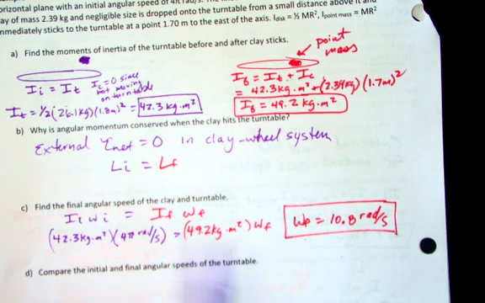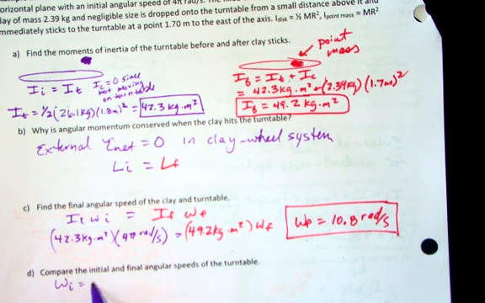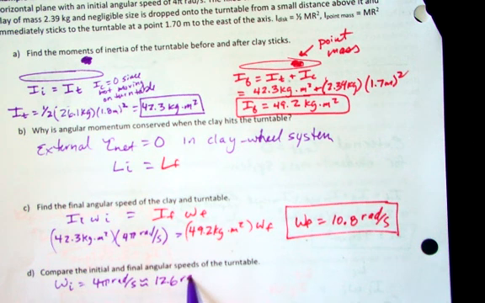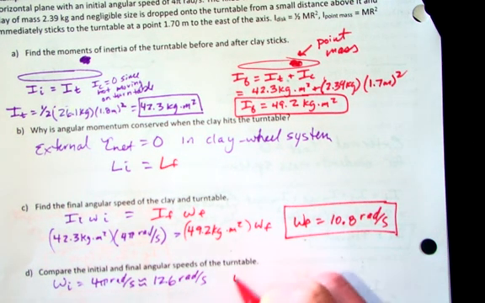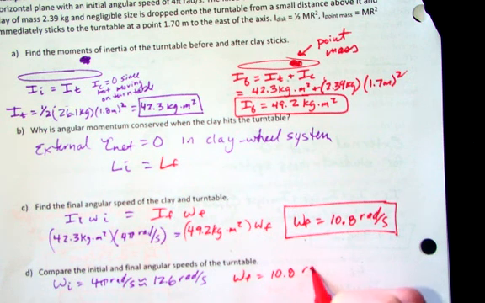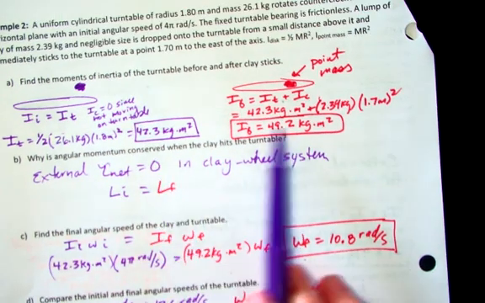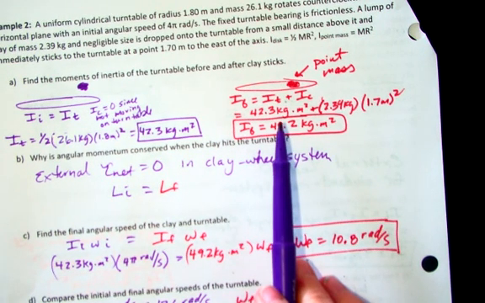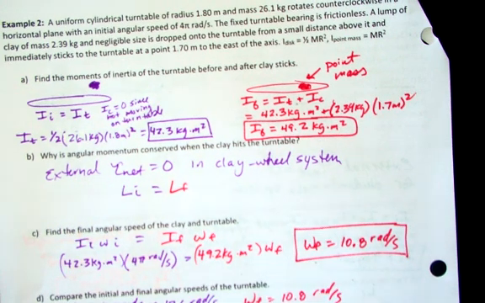So let's compare the initial and final speeds. The initial angular velocity was 4 pi radians per second, which is approximately 12.6 radians per second, right? The final angular velocity was 10.8 radians per second. The reason why we knew this was the case was because our moment of inertia increased in the collision. Because the angular momentum is conserved, the speed is going to have to change to accommodate. So an increase in moment of inertia is going to be a decrease in speed.